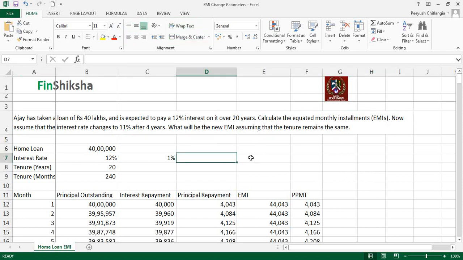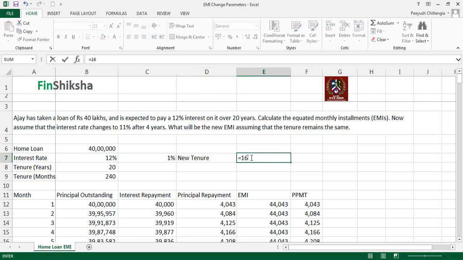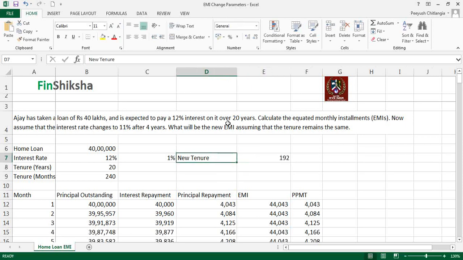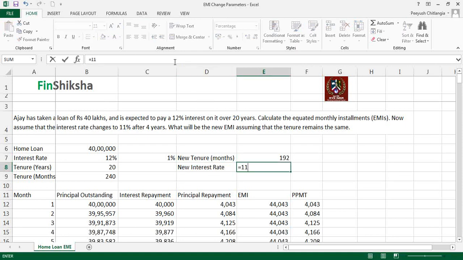So let's write this. New tenure. Remember, this happens after 4 years, so you have 16 years left into 12 months, and I'll write new tenure in months. That's 192, and the new interest rate is going to be 11% by 12, right? That's 11% divided by 12.